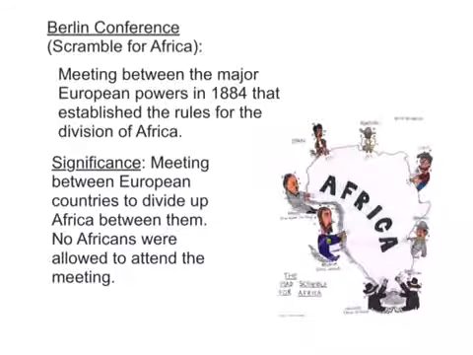Our next key term is the Berlin Conference, also known as the Scramble for Africa. This was a meeting between the major European powers in 1884 that established the rules for the division of Africa. The significance is that this meeting between European countries divided up Africa between them. No Africans were allowed to attend the meeting, so it led to many problems like rivalries between tribes that were lumped together by European powers. Make sure that you're writing the significance, using key terms, or drawing a picture of the Berlin Conference in the far right-hand side of your vocabulary chart.